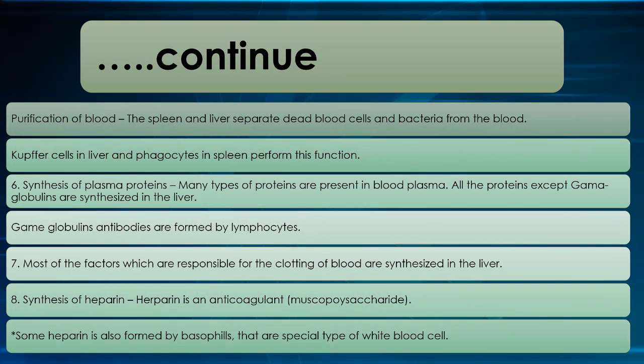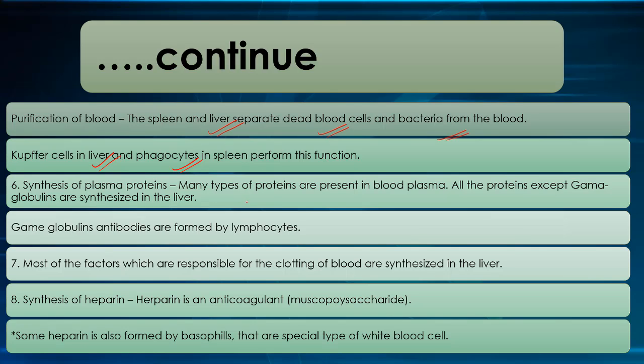Purification of blood. The spleen and liver separate dead blood cells and bacteria from the blood. Kupffer cells in the liver and phagocytes in the spleen perform this function.